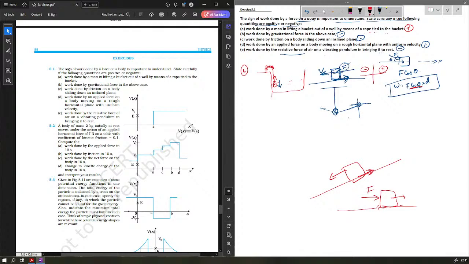Since the body is moving in the direction of the applied force, the work done is said to be positive. Now in the fifth case, we have work done by the resistive force of air on the vibrating pendulum in bringing it to rest.